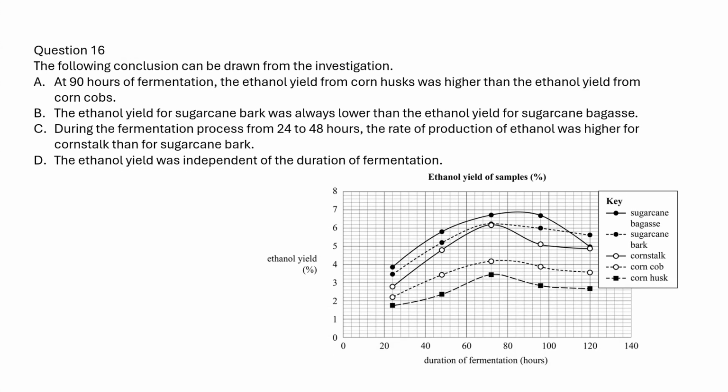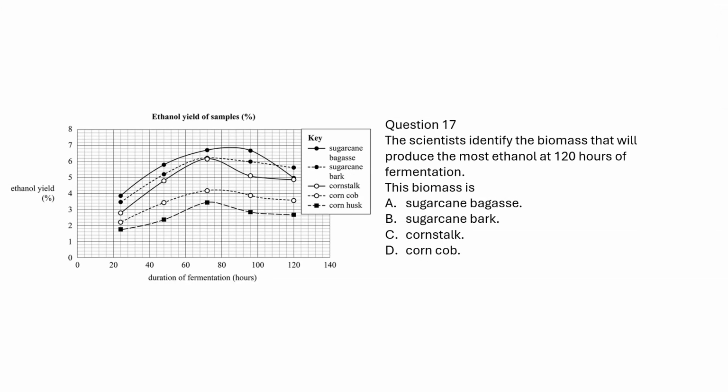At 90 hours, the ethanol yield from corn husks is the lowest. At 120 hours, the ethanol yield for sugarcane bark is higher than the ethanol yield for sugarcane bagasse. As the fermentation time increased, the ethanol yield first increased and then declined. During the fermentation process from 24 to 48 hours, the rate of production of ethanol was higher for cornstalk than for sugarcane bark. At 120 hours of fermentation, sugarcane bark produces the highest ethanol yield.